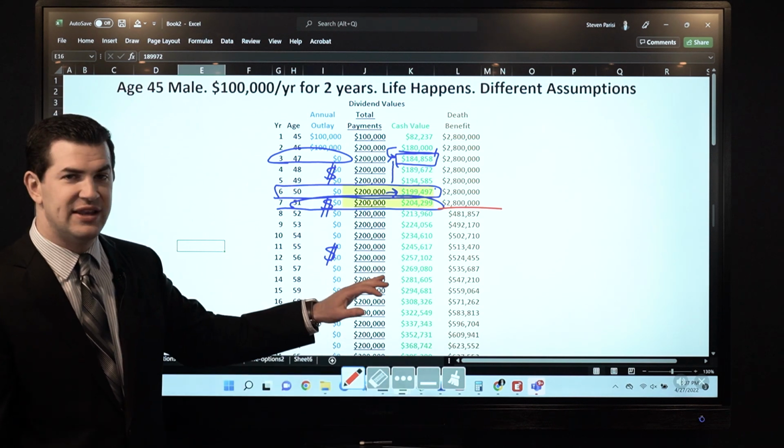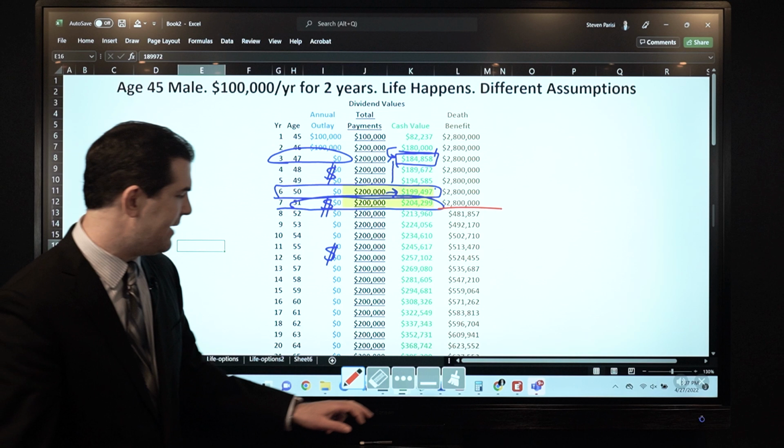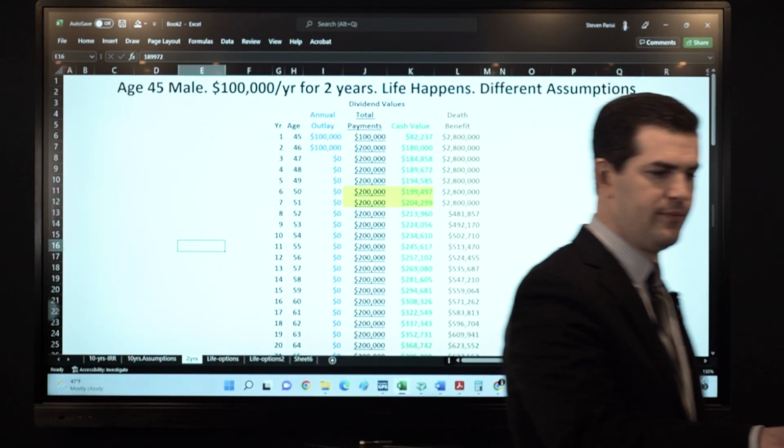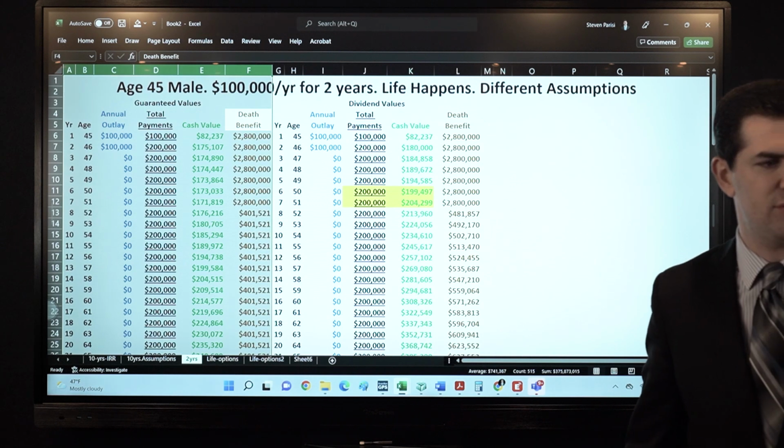So based on the present dividend values, it doesn't look bad. How about guarantees? What does this look like?